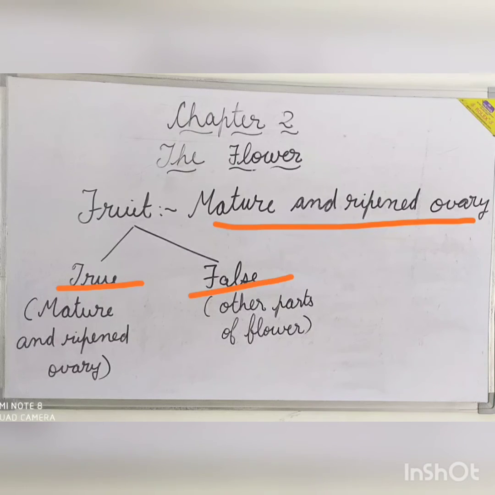Fruits may also be classified as true fruit and false fruit. The true fruit develops from a mature and ripened ovary. The false fruit develops from other parts of the flower except the ovary. It is not produced from the ovary. Apple is an example of the false fruit because it develops from the thalamus of the flower. Gourd, cucumber, pineapple and jackfruit are also examples of the false fruits.